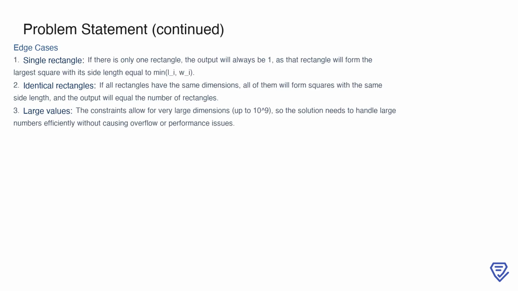Finally, let's consider some edge cases. If there's only one rectangle in the input, the output will always be 1 because that rectangle will determine the largest square, with its side length equal to the smaller of its two dimensions. If all rectangles have identical dimensions, then all of them will form squares with the same side length, and the output will equal the number of rectangles. Additionally, since the constraints allow rectangle dimensions to go up to 10^9, the solution must handle these large values efficiently without causing performance issues or overflow errors.